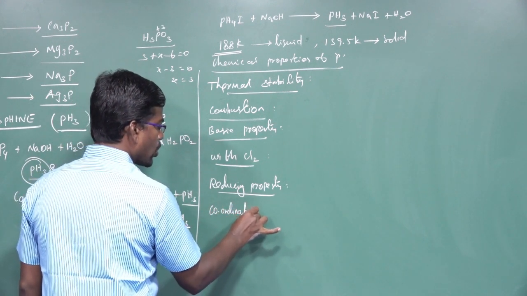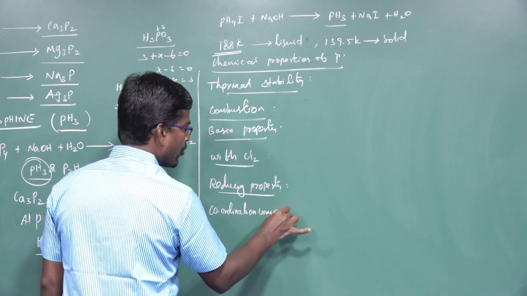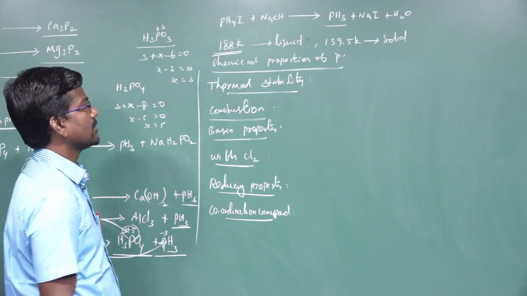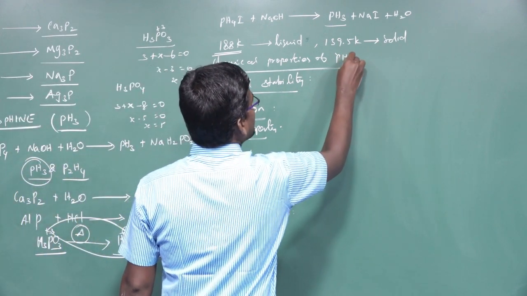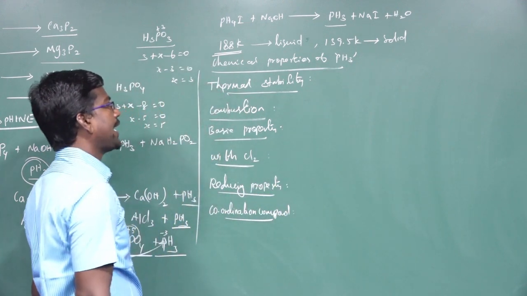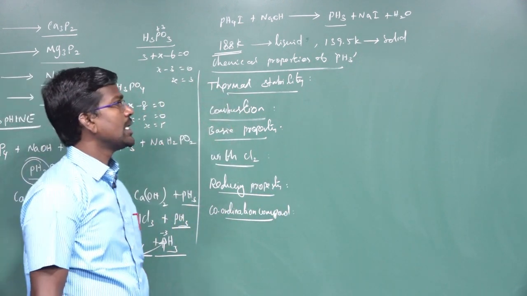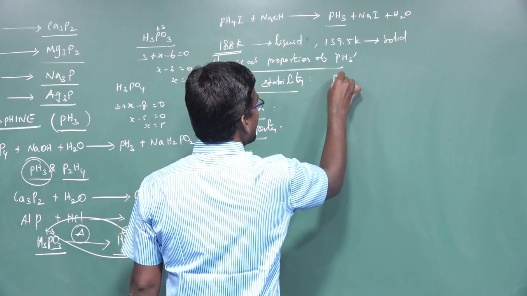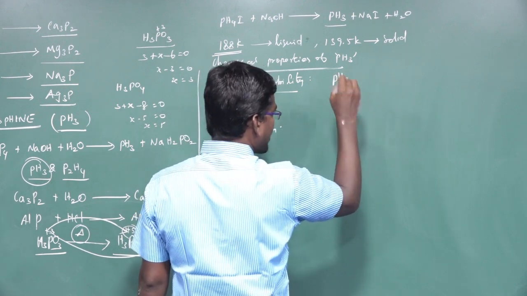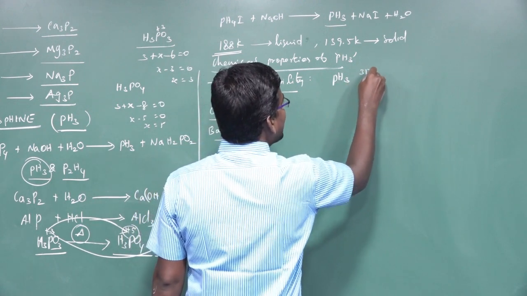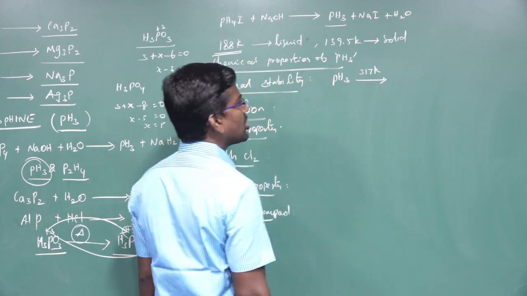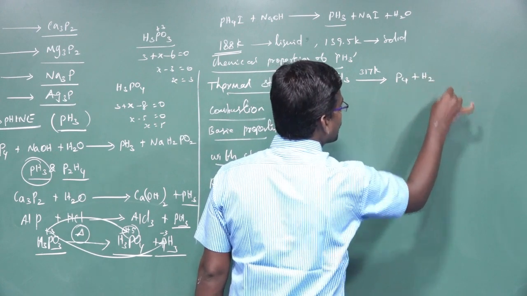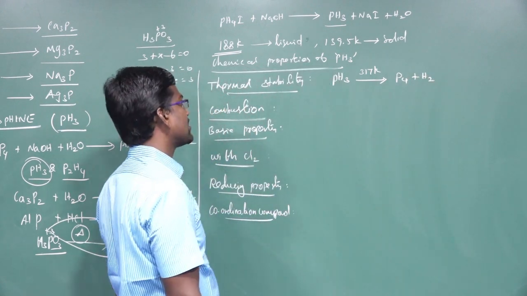Formation of coordination compounds. These are the chemical properties of phosphine, not phosphorus. Phosphine PH3, chemical properties. Thermal stability: phosphine PH3 heated in absence of air at 317 Kelvin forms phosphorus, and hydrogen gas is released.